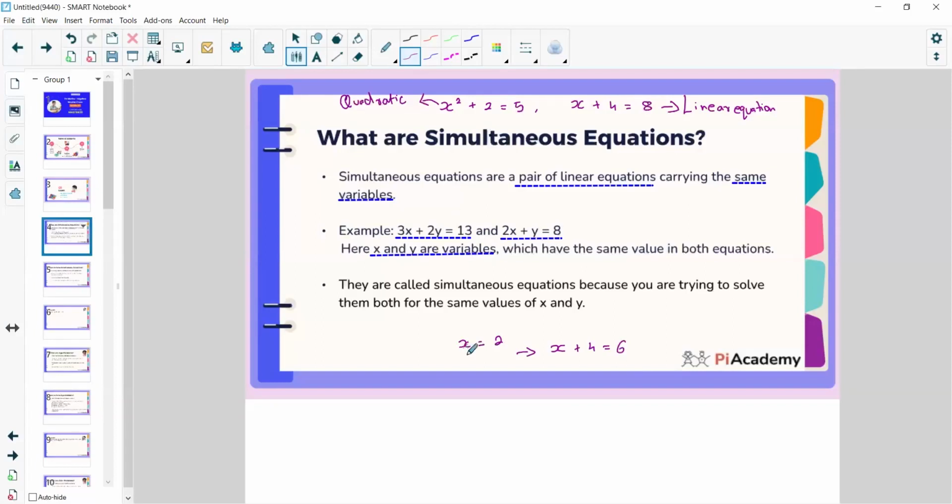If my value of x is 2, then x plus 4, is it 6? Now, what is this x? This is a variable. This variable is carrying a certain value, isn't it? This x is carrying a value of 2. So that is what is a variable.